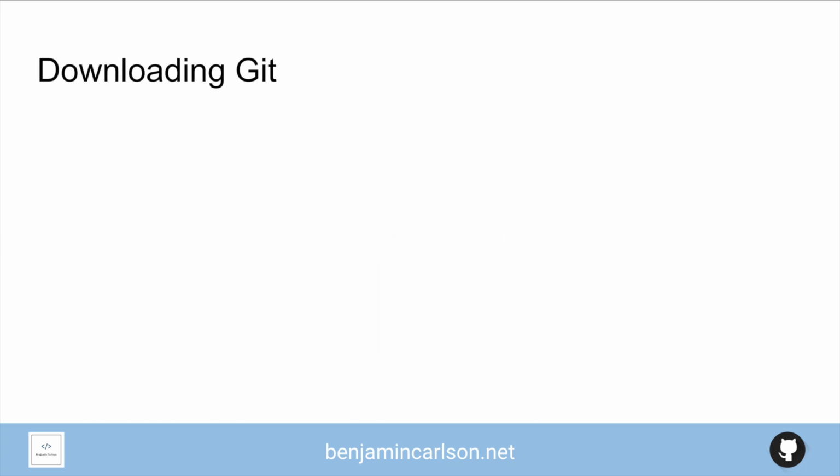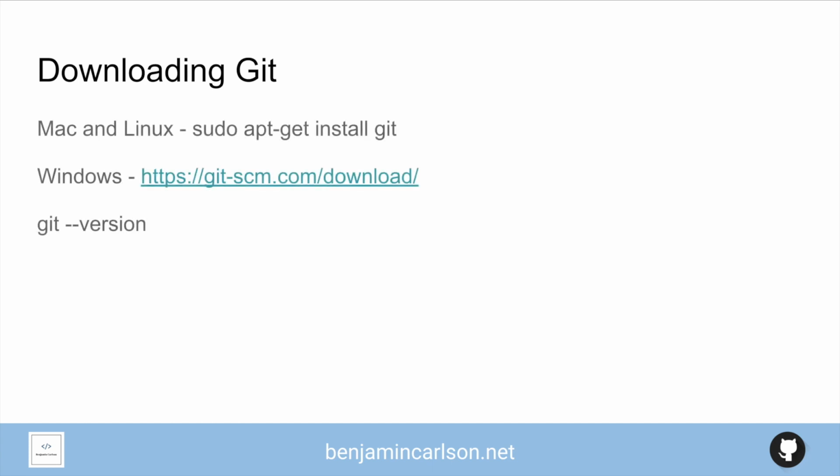So the first thing that we need to do is download Git. If you are on Mac or Linux, you can use the command sudo apt-get install git, and that will install Git on your machine. Now there's a good chance that it is already installed, but you can always run that to be sure.